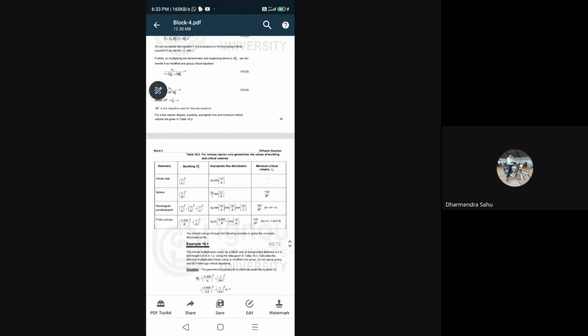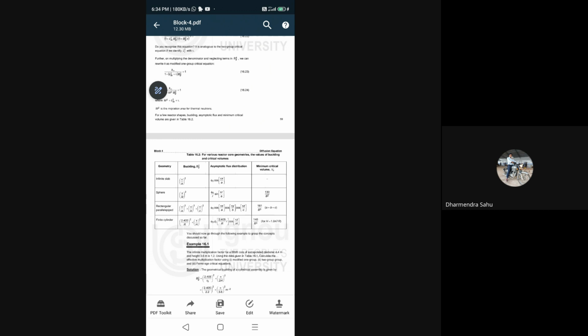And your minimum critical volume Vc is around 130 by b square. For a rectangular parallelepiped, your buckling Bg square is equal to (pi by a) square plus (pi by b) square plus (pi by c) square. And your asymptotic flux distribution will be phi 0 cosine of pi x by a, cos pi y by b, cos pi z by c. And your minimum critical volume Vc will be 161 by b cube, where a is equal to b is equal to c.